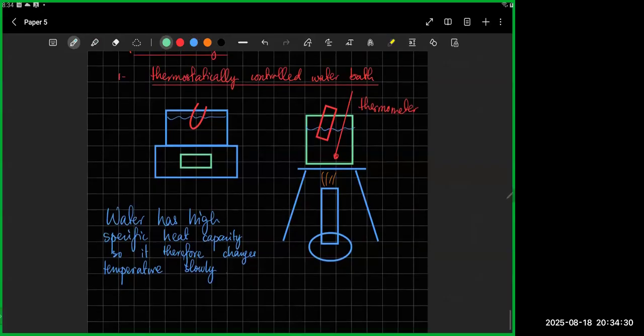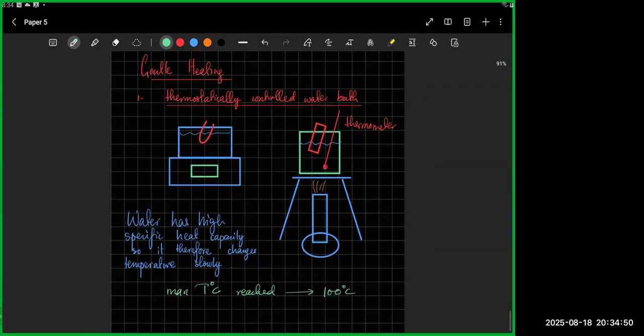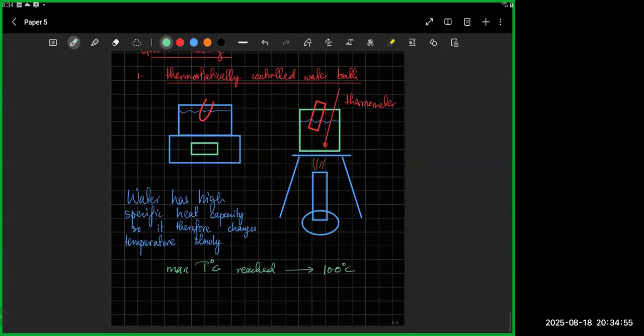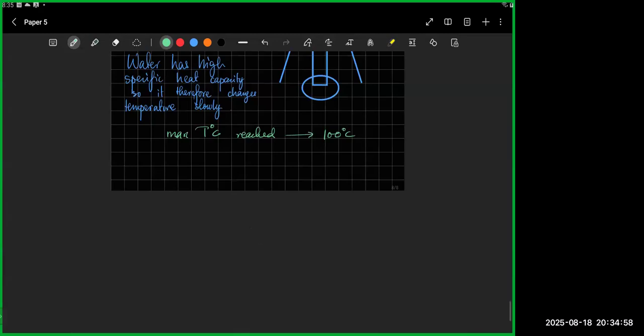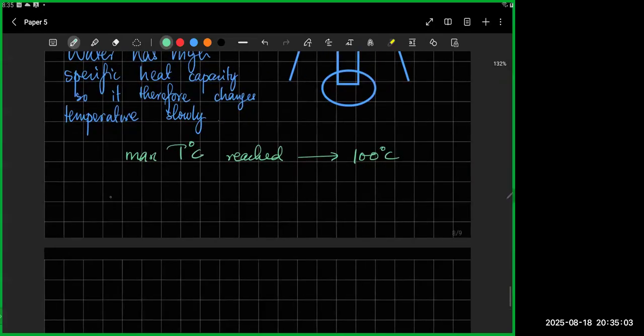The maximum temperature that can be reached is 100 degrees centigrade. It cannot go higher than that. So the maximum temperature reached is 100. I mean, it can't be higher than 100 degrees centigrade. Okay, that's the maximum for a thermostatically controlled water bath. Safety with a water bath, because it's obviously water which is boiling. Actually, it's safety for all heating apparatus.